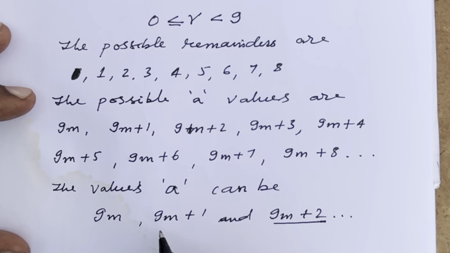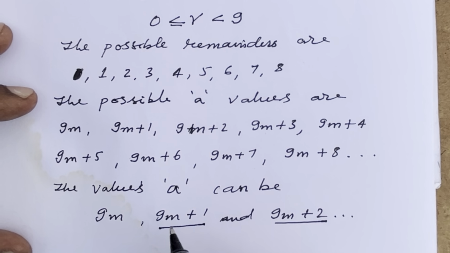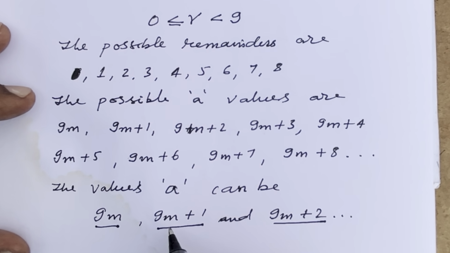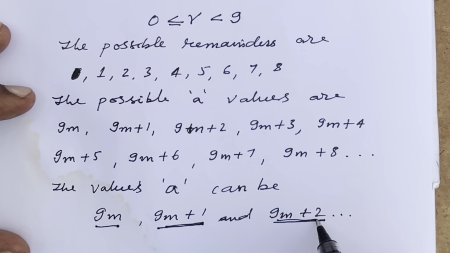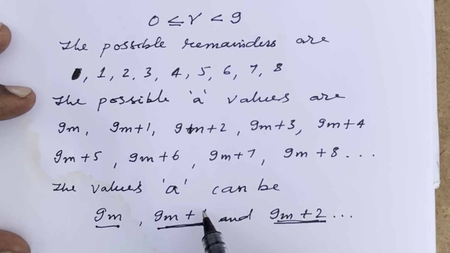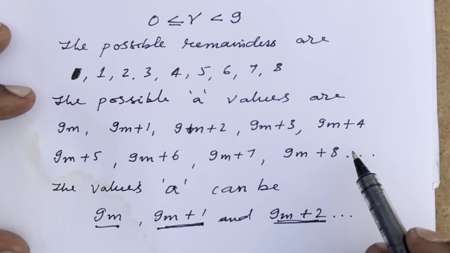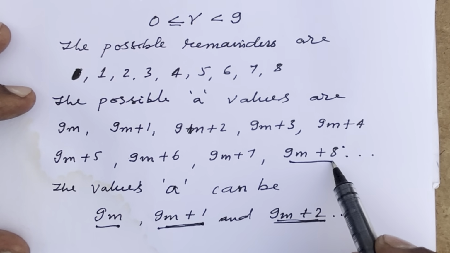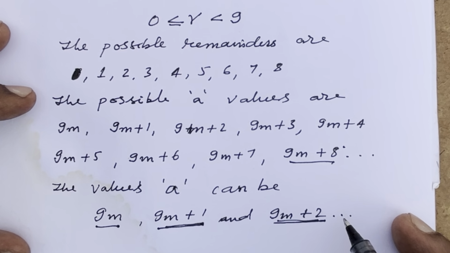So what are the final values? A values means 9m, 9m plus 1, 9m plus 2. That means here 1 cube is 1 and 2 cube is 8. The final value is 8 here. So it will be the final solution.